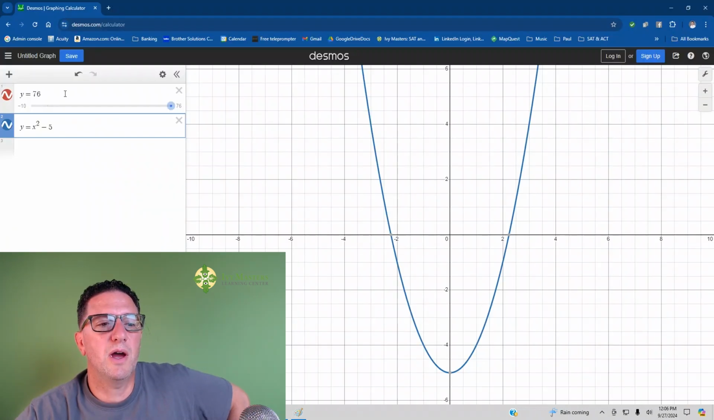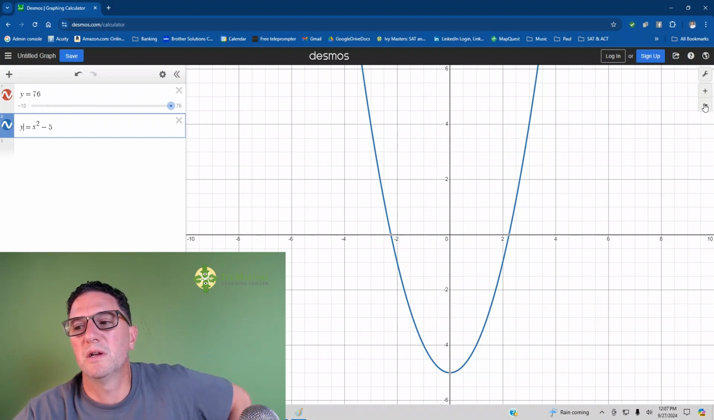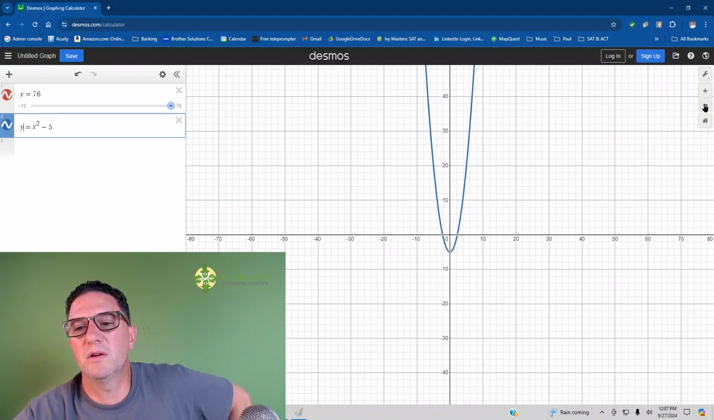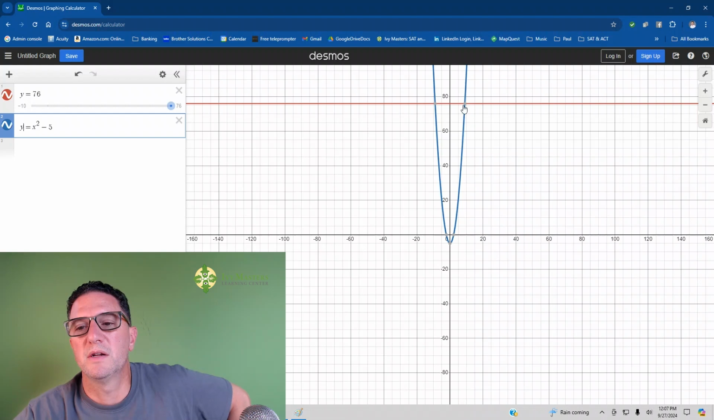Now, if you type y equals 76, it gives you the slider. Just leave it at 76 because that's what y is for this question. And then you type the other equation, y equals x squared minus 5. Now you see the parabola, but you don't see the line. So you've got to zoom out. If you hit the minus, 1, 2, 3, 4, there you go.